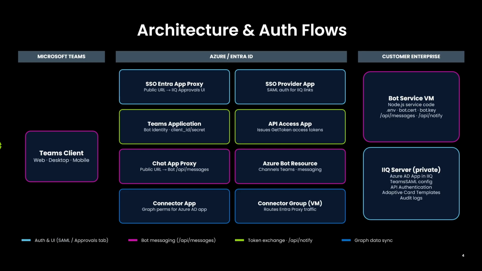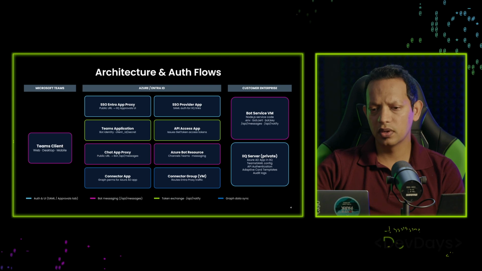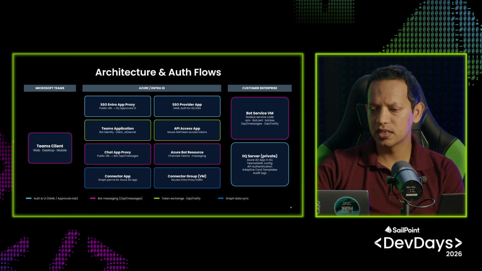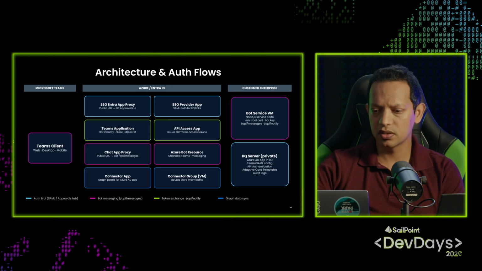Now, just to give you some information about these different components. You have the connector application that you can see. This is being used to connect Azure Active Directory with SailPoint IIQ, so that you can actually aggregate your users and entitlements. And you can also use this integration to pick up risky user signals if you have Entra ID Protection on.